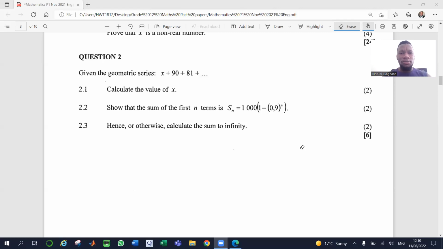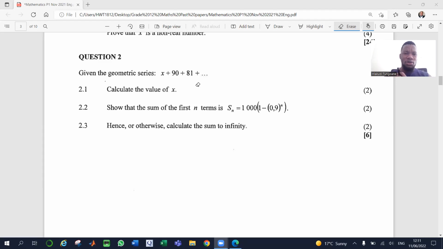Okay, so this paper is November 2021. The number pattern questions start on question 2. So let's see what the question was asking. You are given a geometric series which has those 3 terms, right? Remember, series is a summation. It's a sum of n terms. When they talk about series, they talk about the sum of n terms, essentially. So the first question wanted us to calculate the value of x, right?